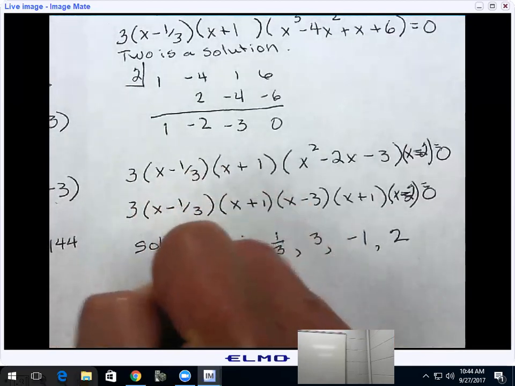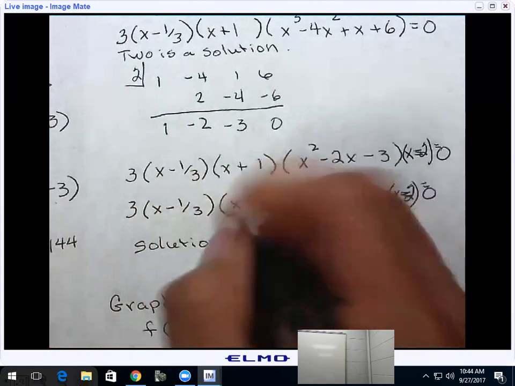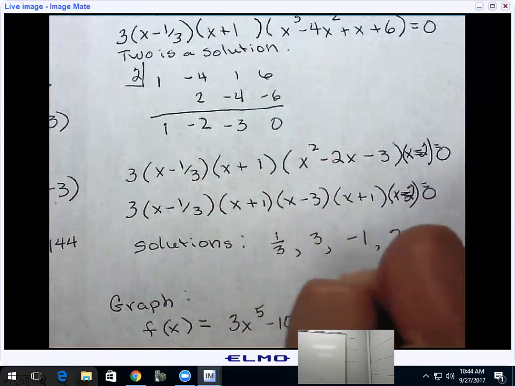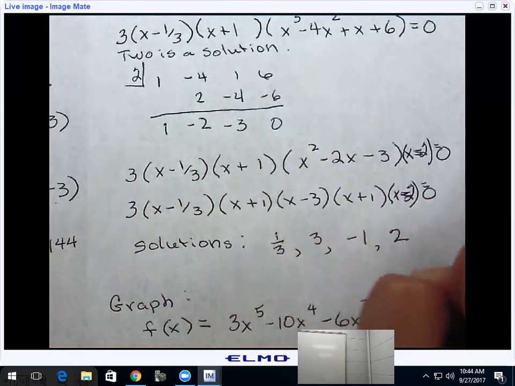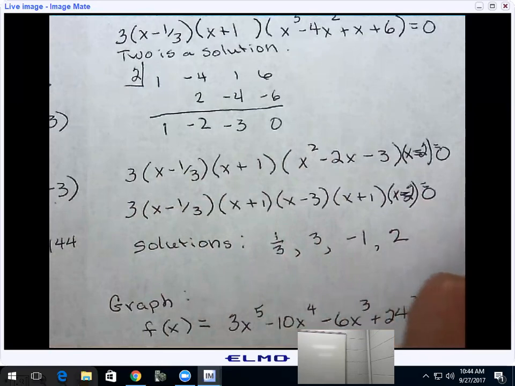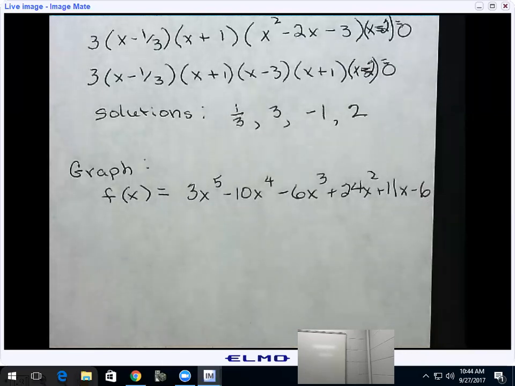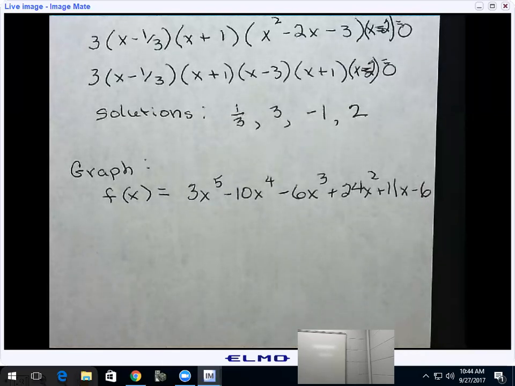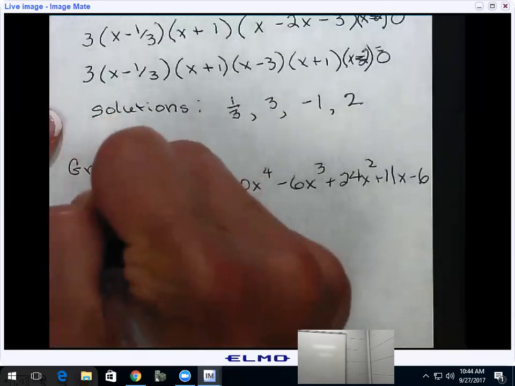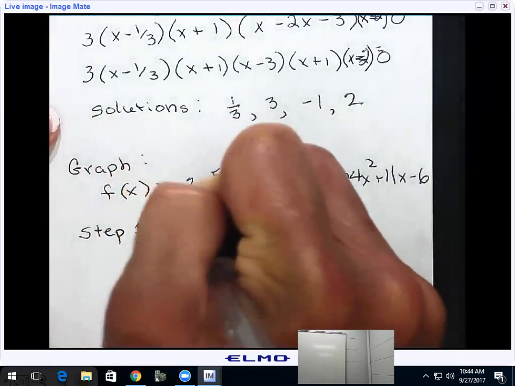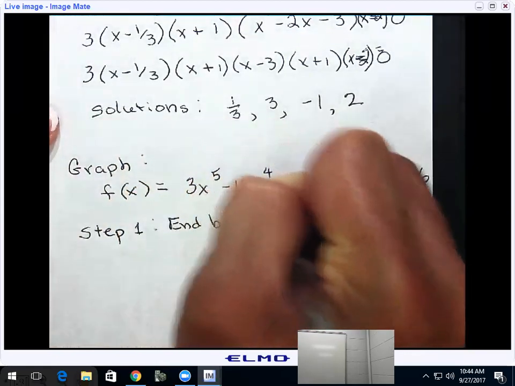If I ask you to graph f of x equals 3x to the 5th minus 10x to the 4th minus 6x cubed plus 24x squared plus 11x minus 6. If I had given you that 5th degree polynomial as a function rather than an equation, based on what we learned Thursday and what we learned today, we could say, what's the end behavior of that graph?